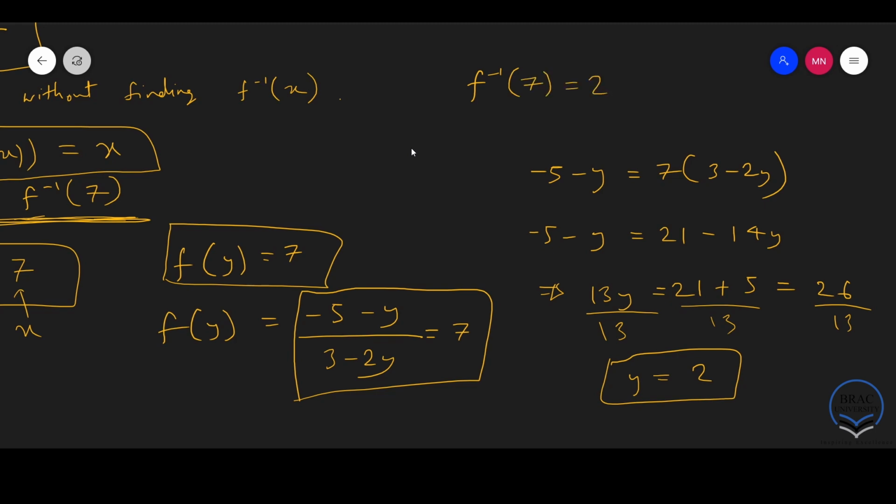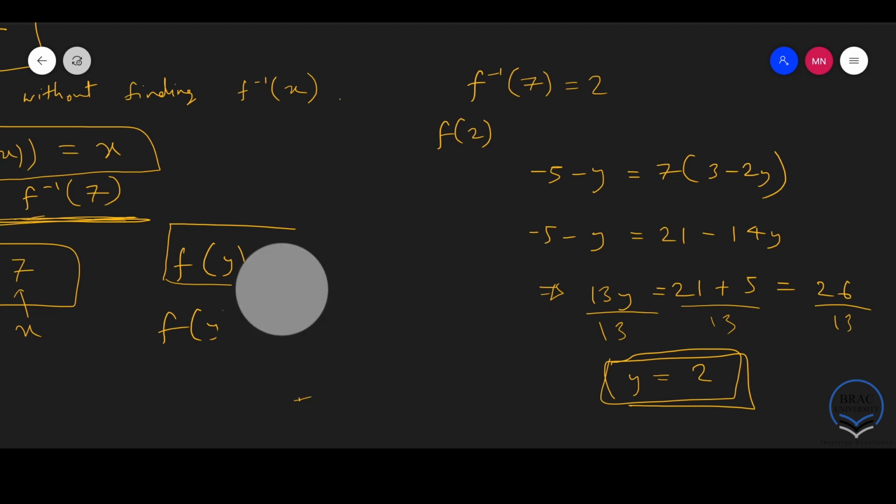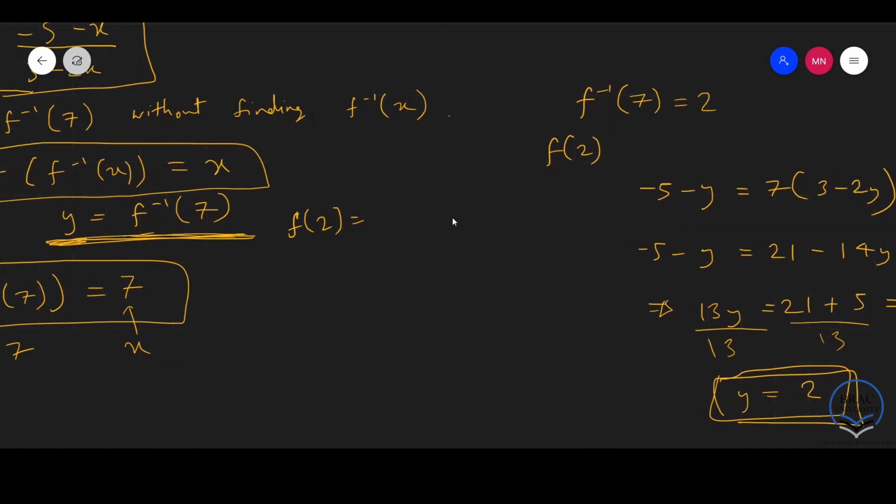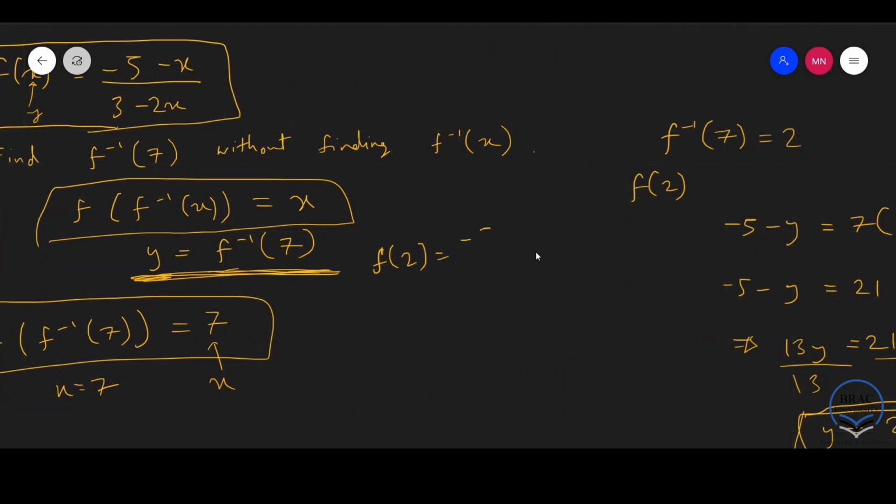And we can check our answer by just substituting this value into our function. So for f of 2, you have (minus 5 minus 2) over (3 minus 2 times 2). Right, so this is minus 7 divided by (3 minus 4), which is minus 1. This gives us 7. So we have f of 2 is equal to 7.